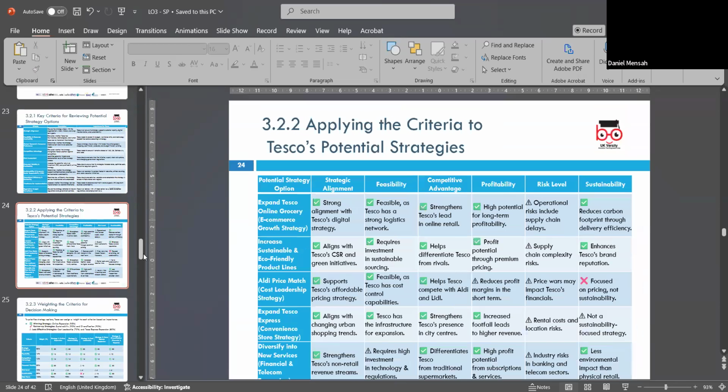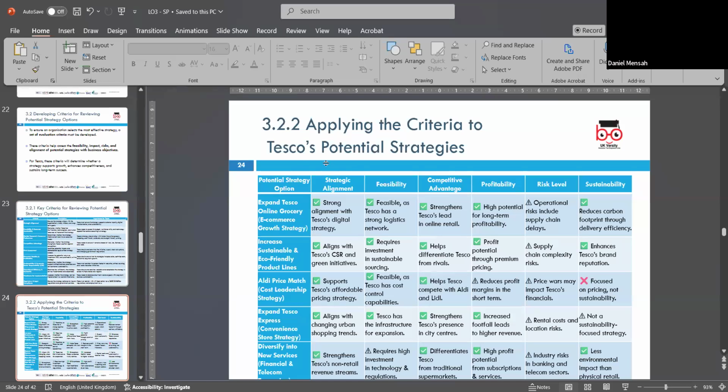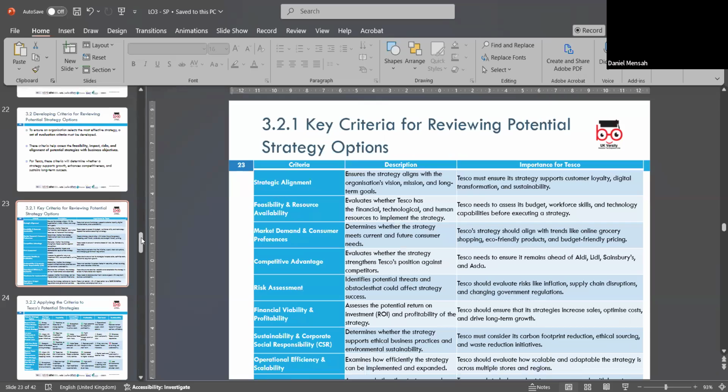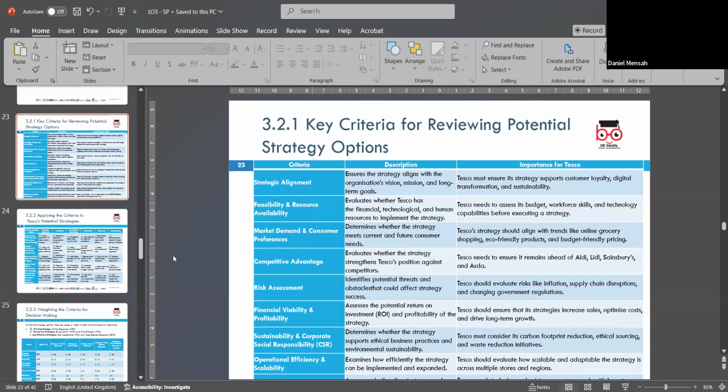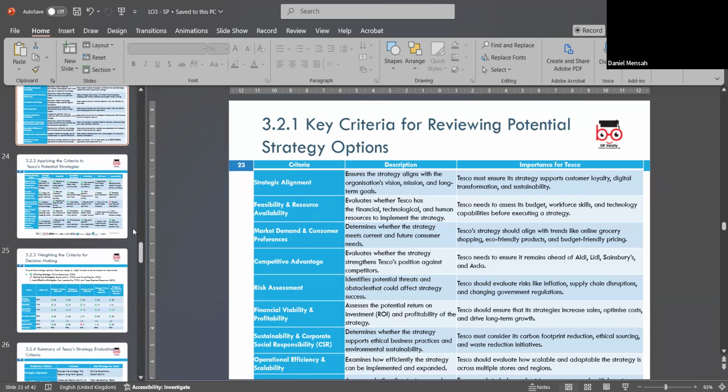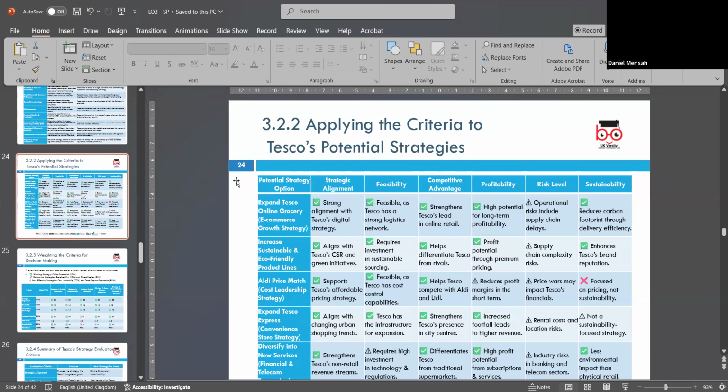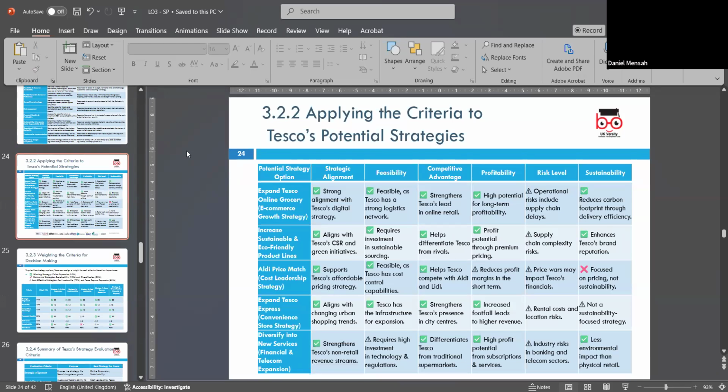So now we are going to apply that criteria. From these criteria, you need to choose whatever is important and suitable for your organization. According to your context, you can choose. But I think amongst all of these, five are of critical importance.